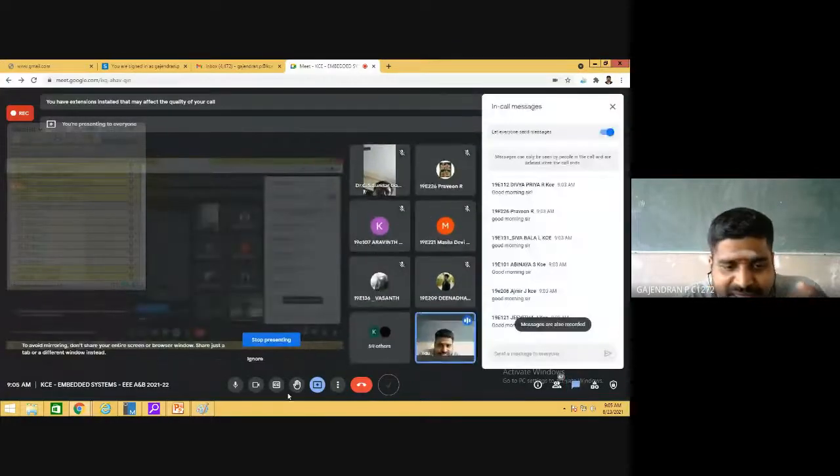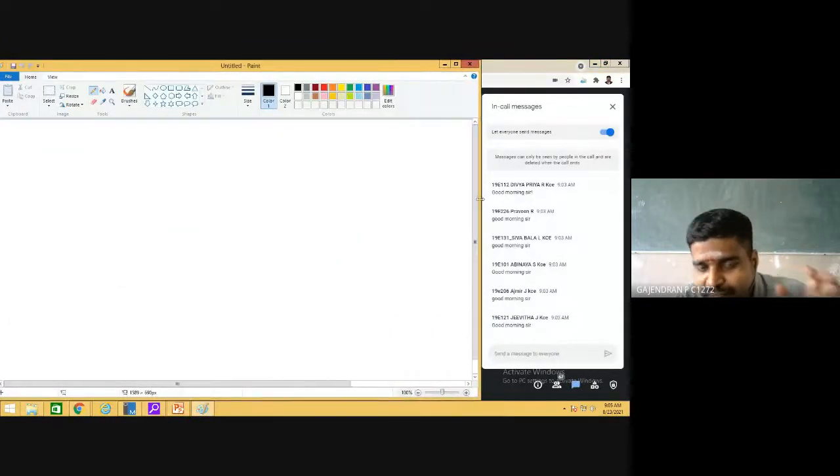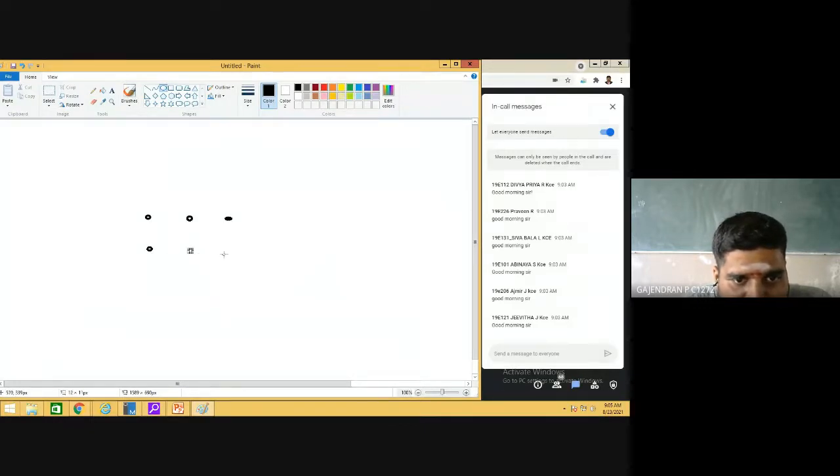You may ask, what is the relevance between these puzzles and embedded systems? In embedded systems, beyond the theories, your thinking capacity matters a lot. So to increase your thinking level only, I'm giving this puzzle. How many of them can solve? We will see.